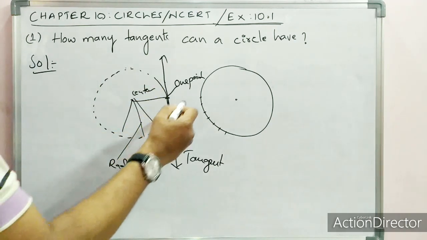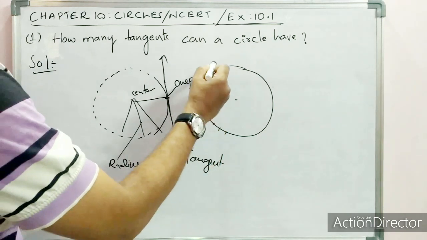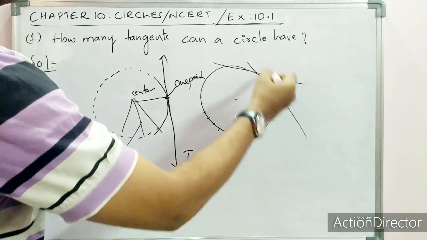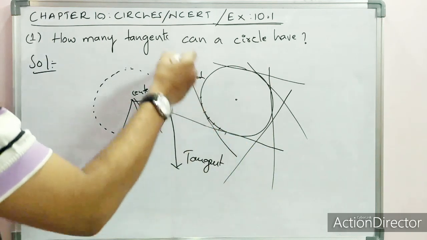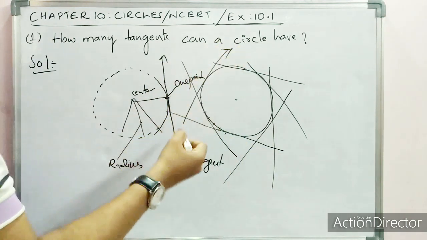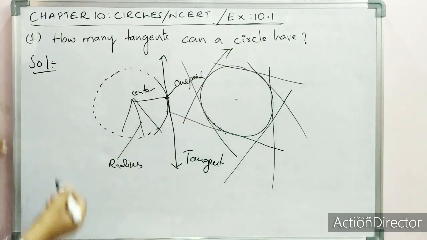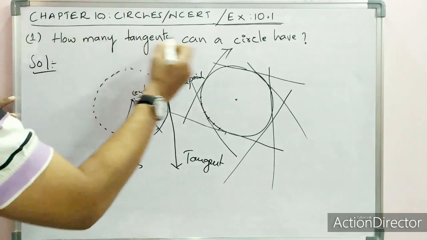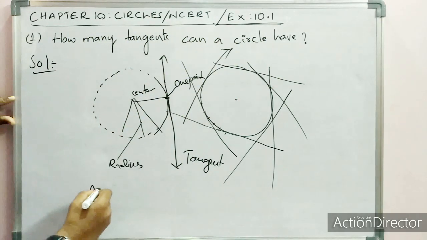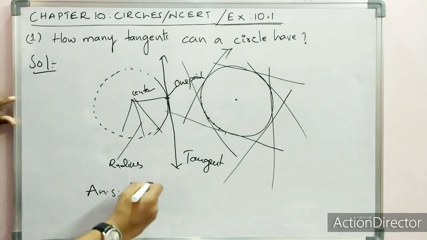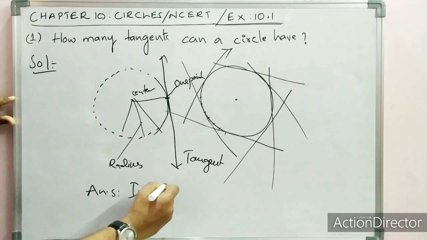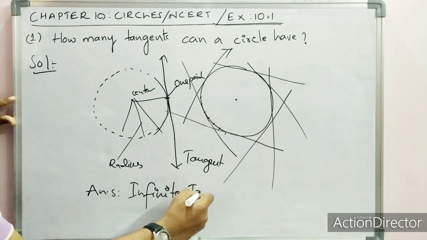So like this, how many lines can we draw? We can draw infinite lines. Why? Because there are infinite points. Like this, we can draw infinite lines, infinite tangents. Now the answer to how many tangents can we draw is, it is possible to draw infinite tangents.